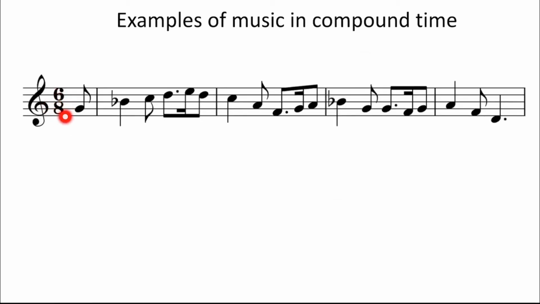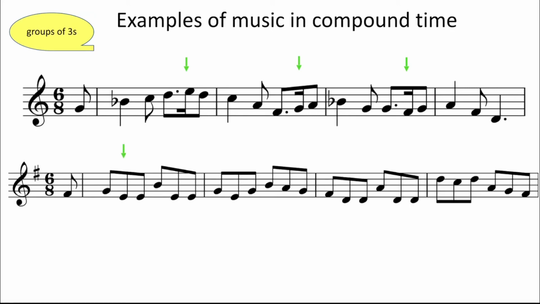So we know by looking at the time signature here, the bottom number, the 8, we're in compound time. If we look at the green arrows directing us to notes which are grouping in threes here, that's a giveaway for compound time. Again, look at the green arrows, lots of them in this case, directing our attention to the fact that there's groups of threes all over the place.